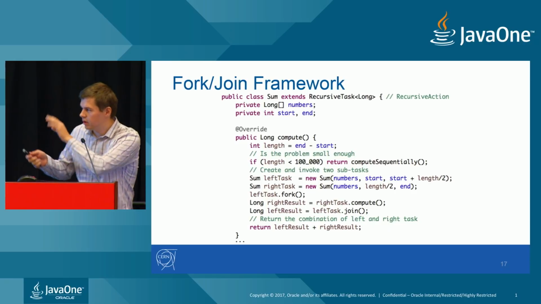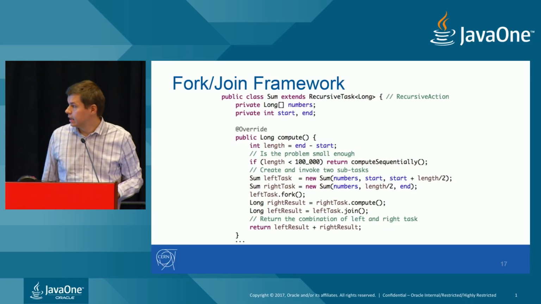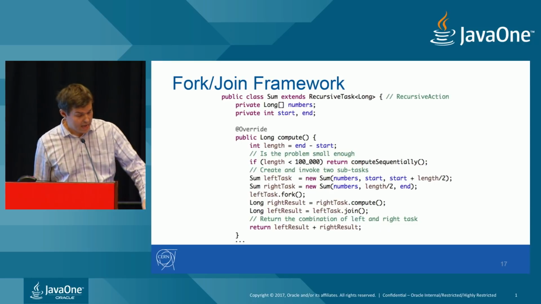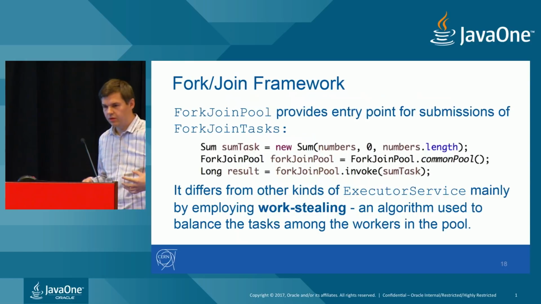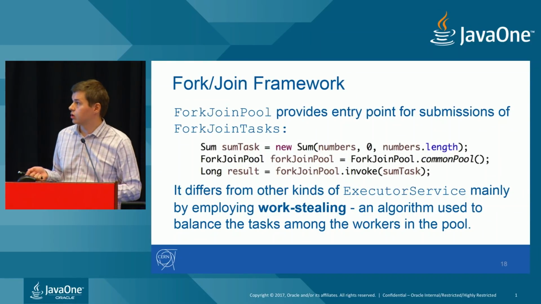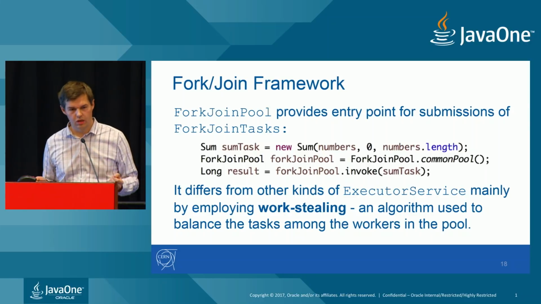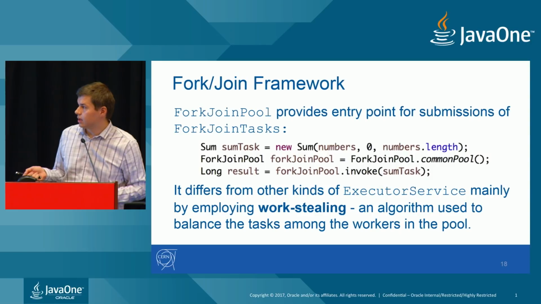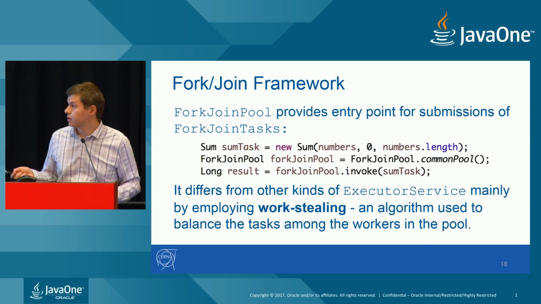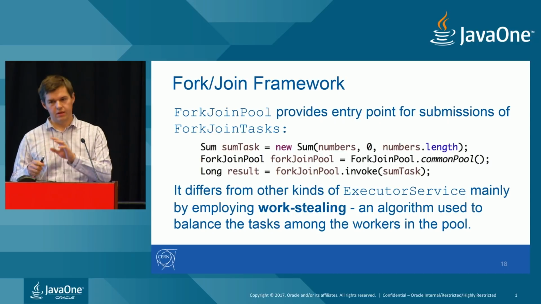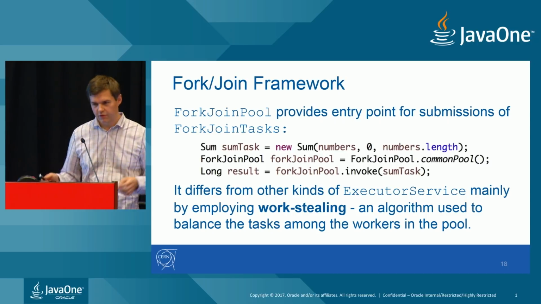Again, it's not so crucial really to understand it. It's just the idea. So we have our task. Right now we need to submit it somewhere, and this is the fork join pool. So what do we do here? We instantiate our sum method. We create the instance of the fork join pool, and this is already crucial for the parallel streams.